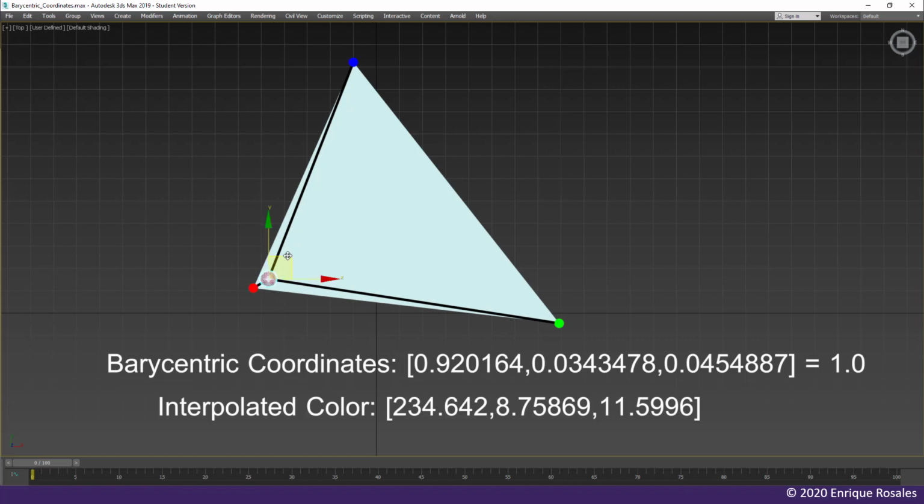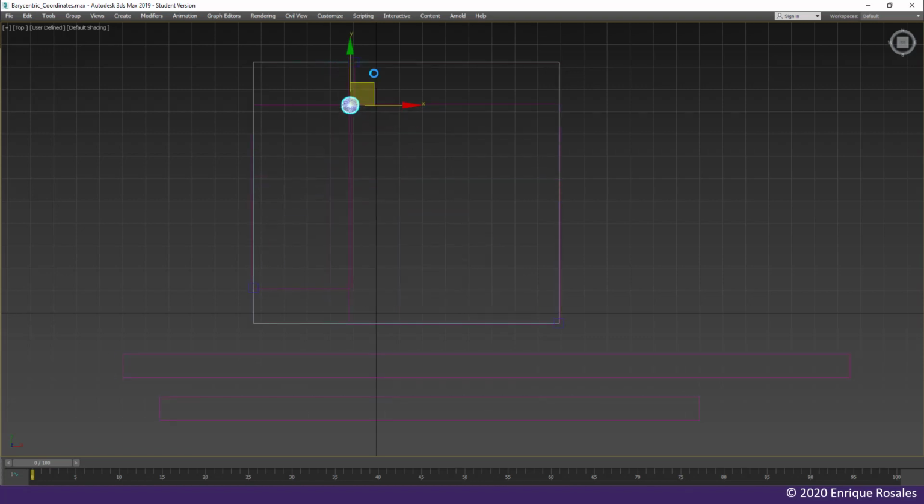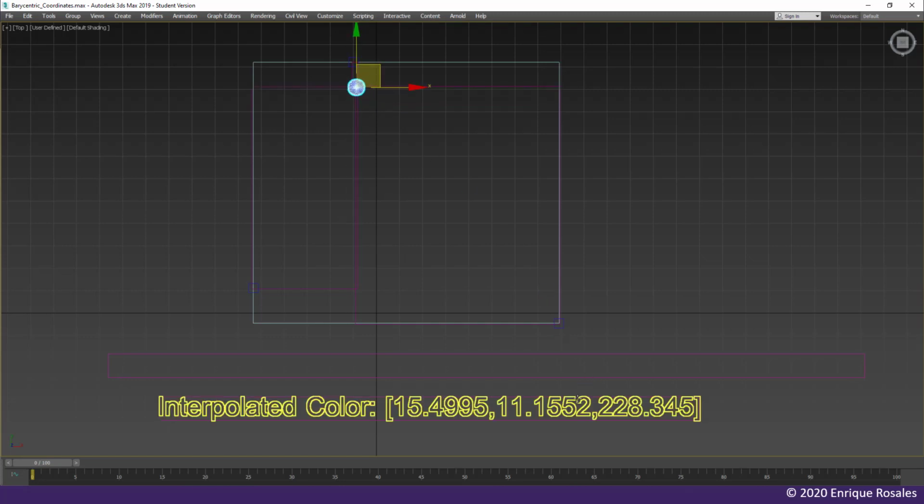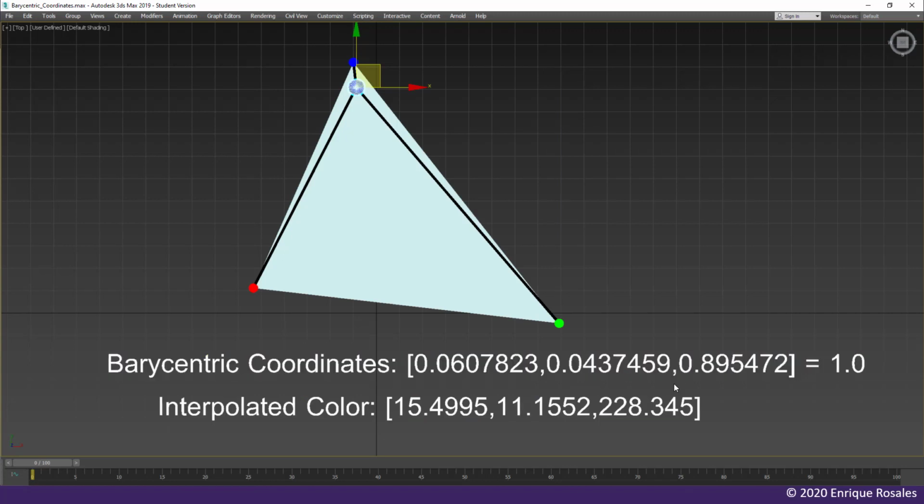And the same happens if I take this guy and put it very close to the point blue. Its weight will be larger, of course. So in this case, now this is the one from blue, and it's obviously larger, and now the color is very close to being blue. So it's bluish, because the color blue is contributing more. So this is how the barycentric coordinates work.